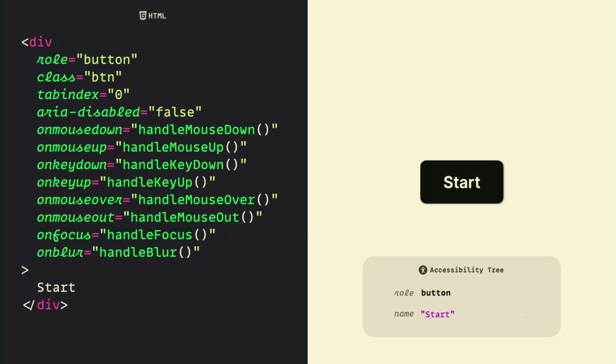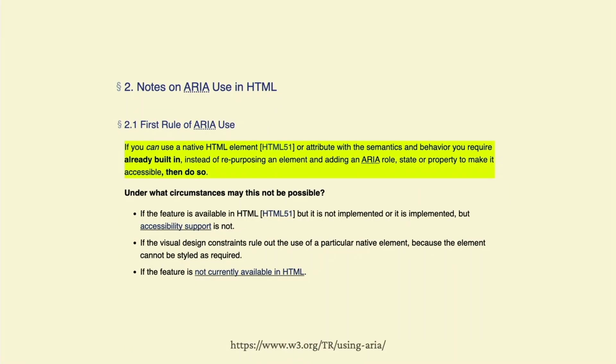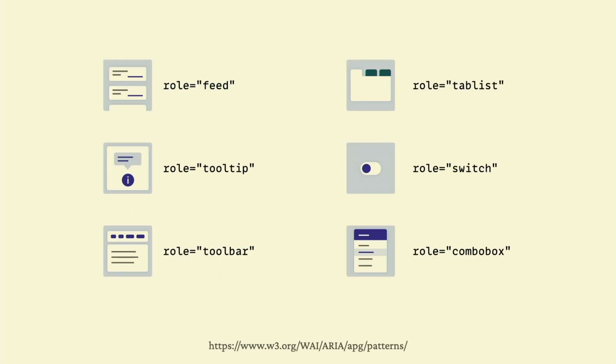And we can generally treat ARIA as a promise. We are promising to the user that this div is supposed to be a button, and it's important to deliver on this promise. So in most cases, it's easier and more accessible to just use native HTML. It is even noted inside the ARIA spec. Essentially, the spec says, don't use ARIA unless you absolutely have to. However, where ARIA shines is implementing patterns that aren't supported in HTML yet, like tooltips, tabs, combo boxes, and so on.